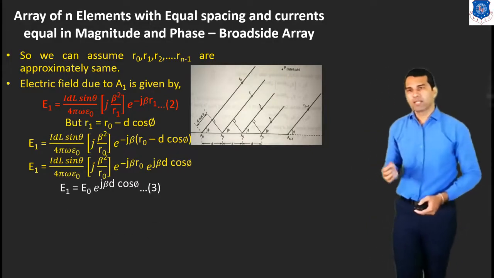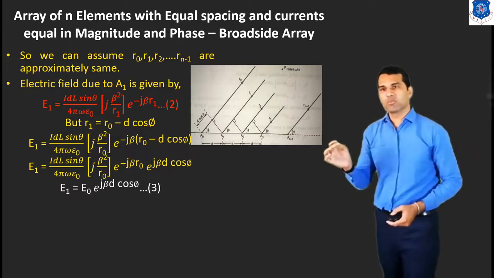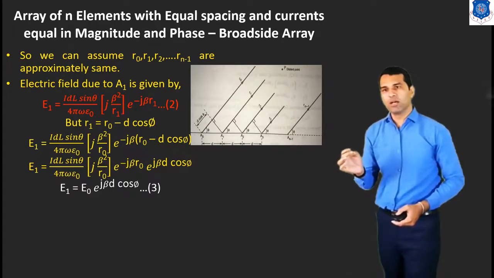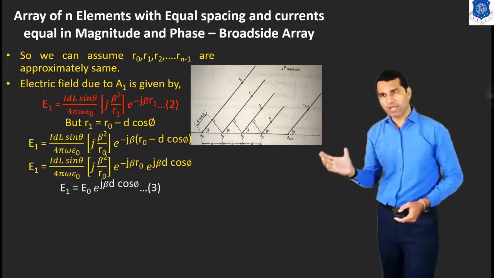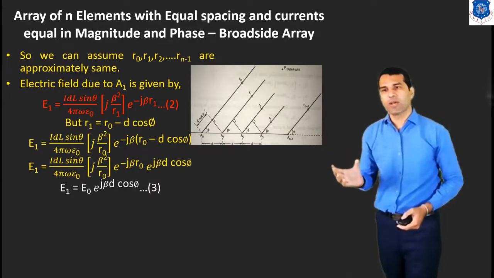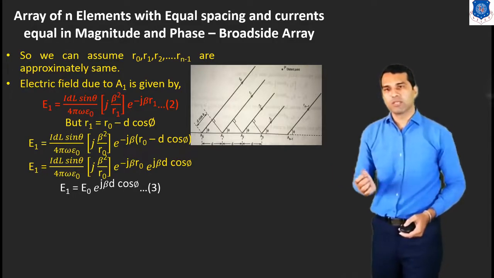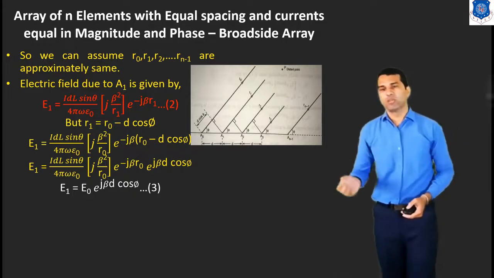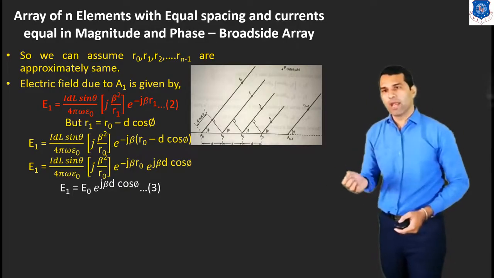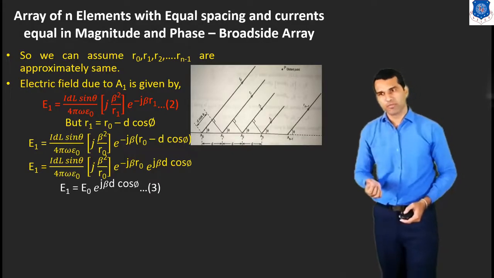So we can write this equation in short form. We know that the term I dl sin theta over 4 pi omega 0 epsilon 0, j beta squared over r0, e raised to minus j beta r0, is nothing but the E0 equation. So we write E0 and the remaining term e raised to j beta d cos phi.